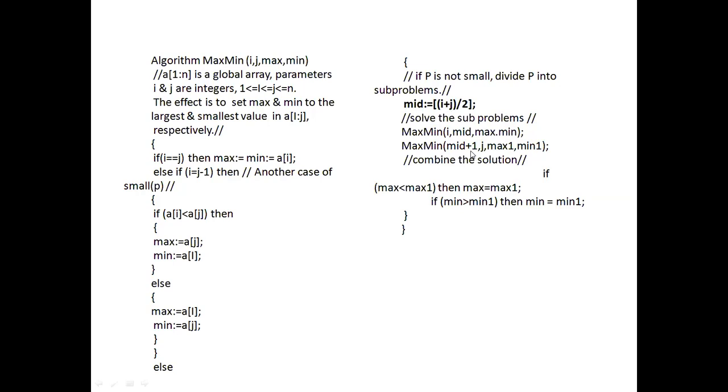Now, to get the biggest of the given original problem, this max is compared with this max1, and this min is compared with this min1. Which is the biggest among this max and max1? That is the max of the given problem. Which is the minimum between min and this min1? That is the minimum of the given problem. So if max is less than max1, then max is equal to max1. If min is greater than min1, then min is equal to min1. That's how we solve this problem. Okay.